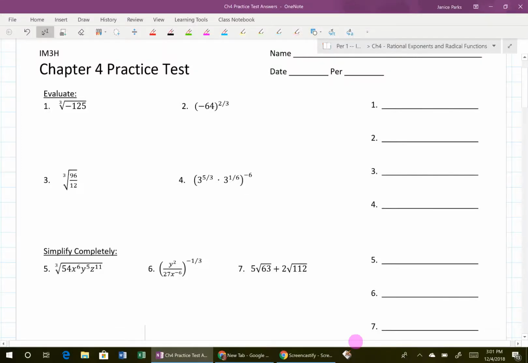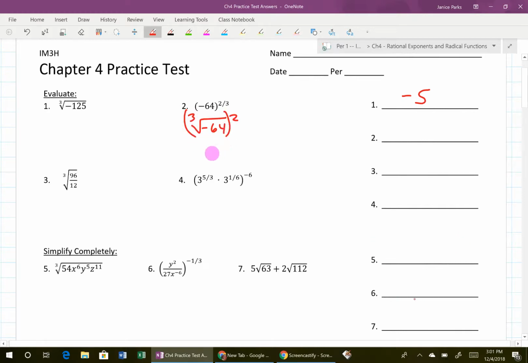I'm going over the Chapter 4 practice test so you can understand how to do these problems. For number 1, you're just taking the cube root of negative 125, which is negative 5. It's pretty straightforward. For number 2, you're taking the cube root of negative 64 and then squaring that.